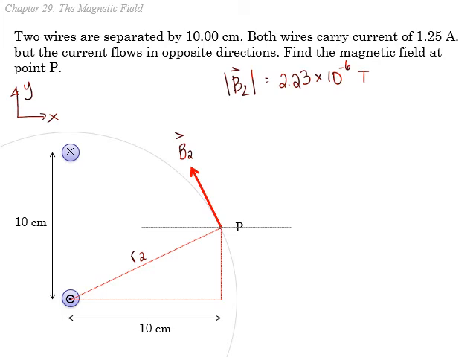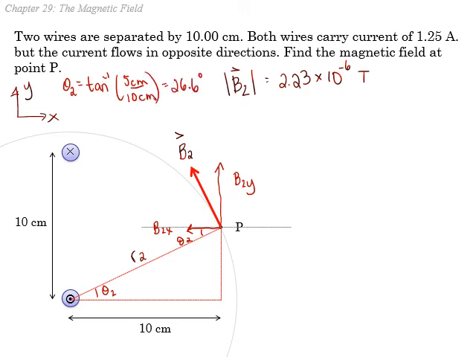Let's get our components now of vector B2. B2y points straight up. So that one's going to be positive. B2x points to the left, so that's going to be negative. We're going to need an angle. I'll call my angle right here theta 2. That angle is the same as this angle, theta 2. By the symmetry of the problem, theta 2 has to be the same as theta 1. So theta 2 is the inverse tan of 5 centimeters over 10 centimeters, the legs of that triangle, 26.6 degrees.